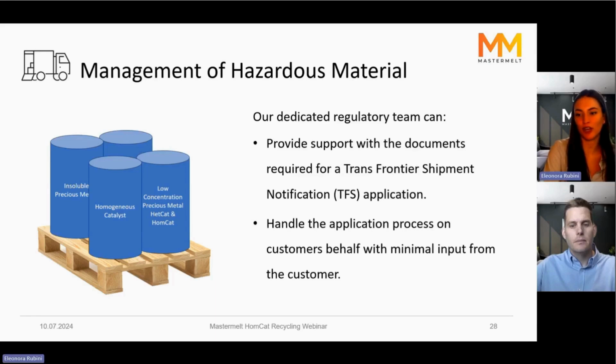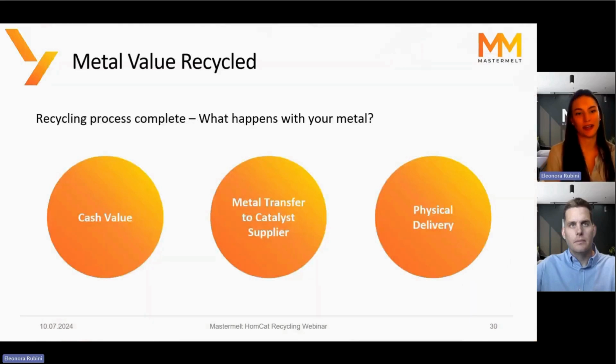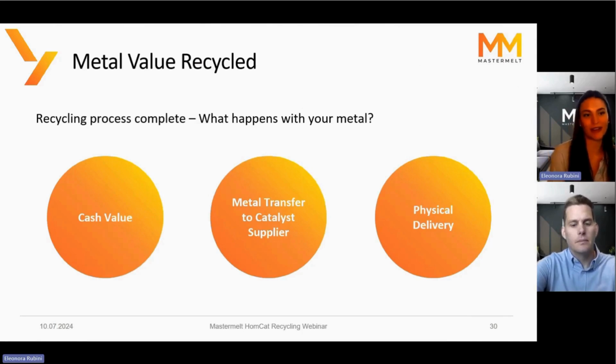A last topic before we jump into the case study, and this is something that is very important to most of us: closing the loop. How do you handle the precious metals? Once all the recycling part has been done, many of you are left with the question, all right, what happens with my metal? How do I get it back? How do I get my fresh catalyst back? There are a couple of options available to you. Either you do not need the precious metals back because you're not going to do a next campaign, and therefore you can sell the precious metals to us and we will credit you with the value of the precious metals directly into your company bank account.